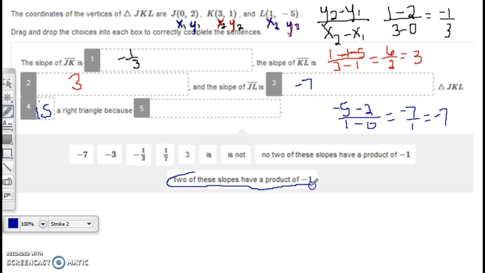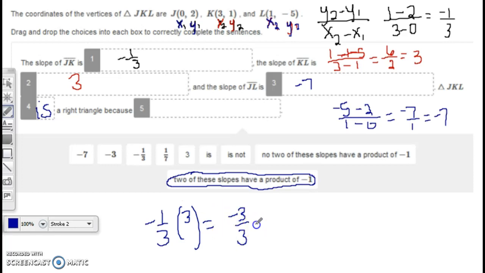This is another way, I haven't talked about this yet, but if you want to see if they're perpendicular, you can always multiply two slopes together. And if they equal negative 1, then you have verified or proven that they are opposite reciprocals. So that would be the answer there.